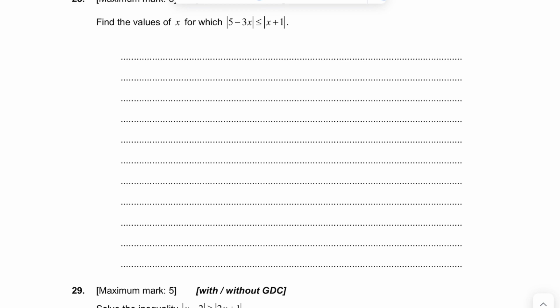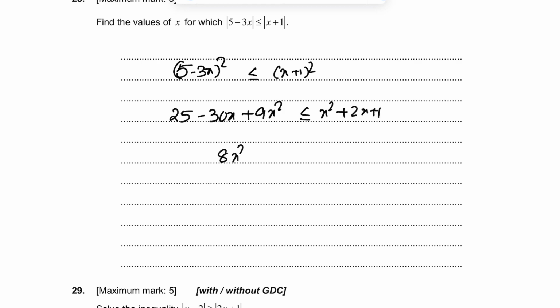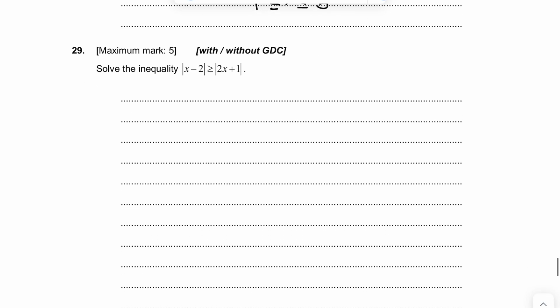Question number 28. Both are absolute values, so I am going to square both sides. It becomes (5 − 3x)² is less than or equal to (x + 1)². So it becomes 25 − 30x + 9x² is less than or equal to x² + 2x + 1, which becomes 8x² − 32x + 24 is less than or equal to 0. So 8(x − 1)(x − 3) is less than or equal to 0. So x lies between 1 and 3. Again, question number 29.